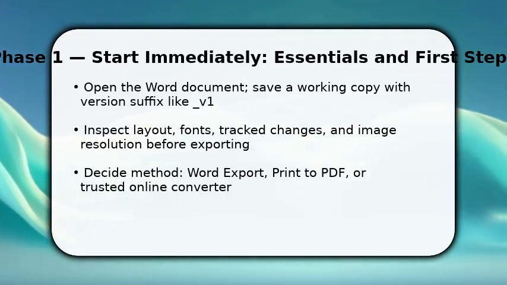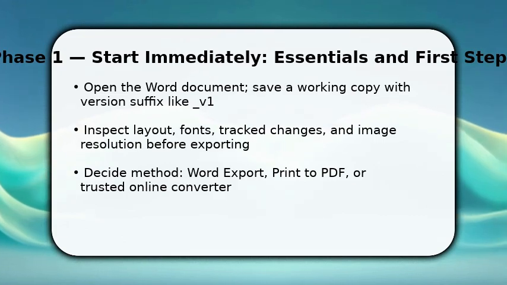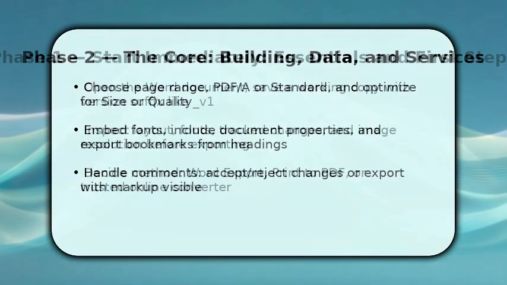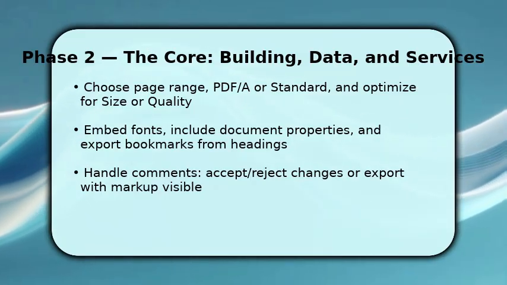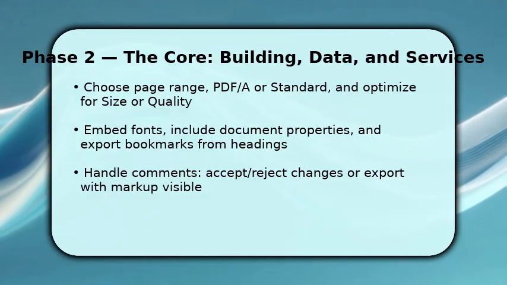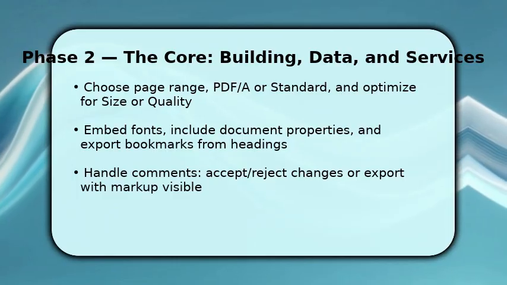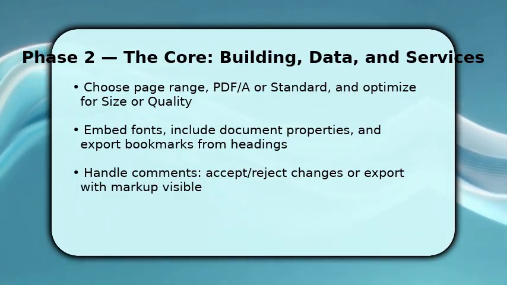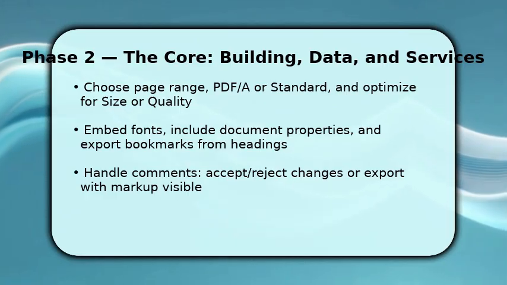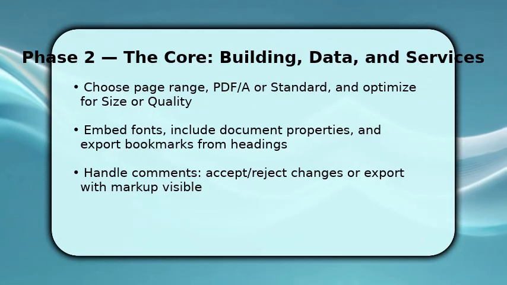Now focus on options that affect how the PDF looks and behaves. Select page range if you don't need the full document. Pick PDF/A for archival stability or standard for better fidelity. Make sure to embed fonts so typography stays intact on other machines, and export bookmarks from heading styles to preserve navigation. If the document had tracked changes or comments, decide whether to accept or include markup. This changes appearance and confidentiality.